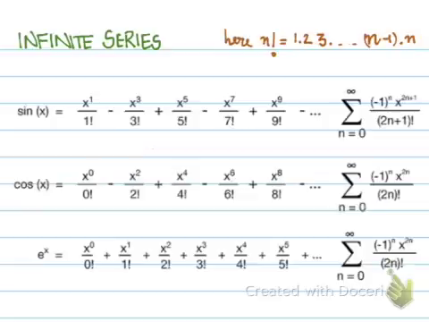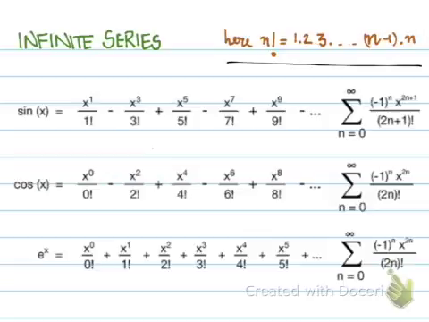If you don't know the meaning of factorial, I have given it here. If you have 3 factorial, it means 1 into 2 into 3. If you have x factorial, that means we need to multiply all the natural numbers till x. If we have n factorial, then we multiply all the natural numbers till n. It is denoted by n and an exclamation mark.